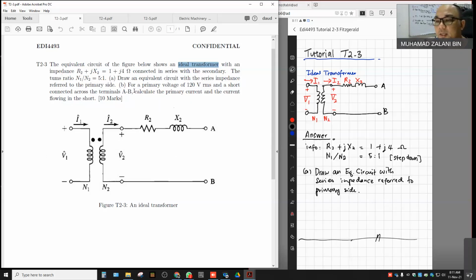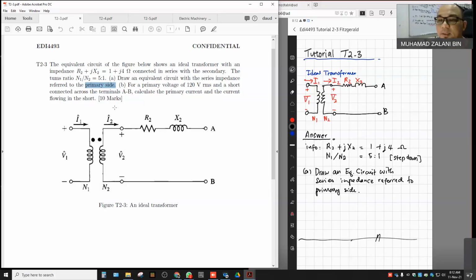Question A is, draw an equivalent circuit with the series impedance referred to the primary side. So the first one, you need to draw the equivalent circuit with the series impedance referring to the primary side. Series impedance meaning that these R2 and X2, these are the series impedance. Referring to the primary side, so we are going to transfer this secondary impedances to primary side.